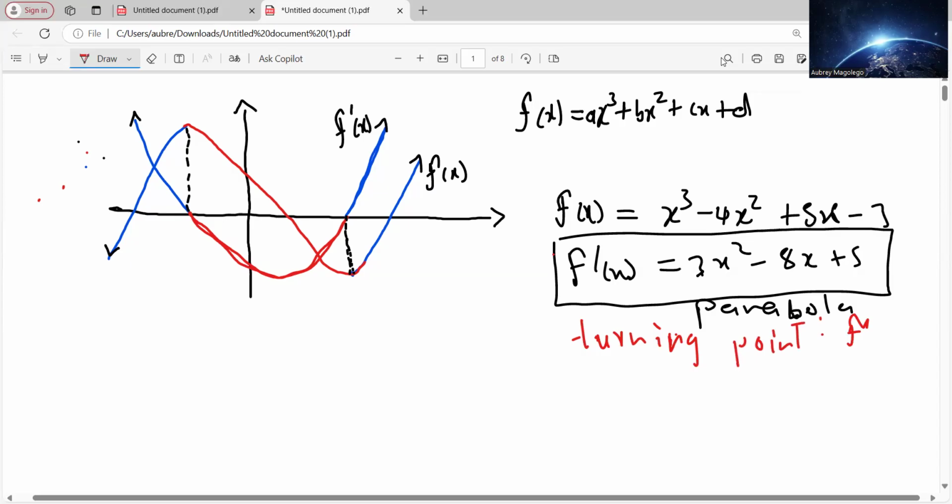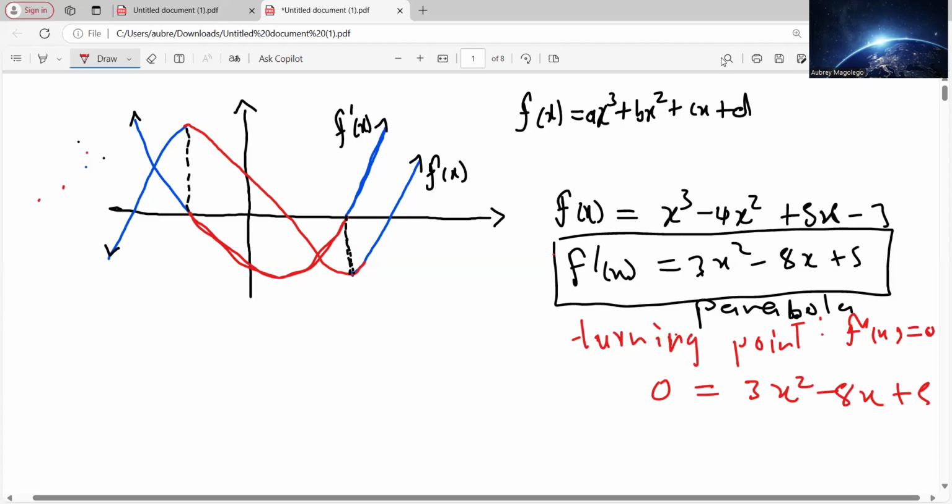Why is it equivalent to 0? Because at the turning point, the gradient is equivalent to 0. Then you just equate f prime of x to 0. You say 0 is equivalent to 3x squared minus 8x plus 5. Therefore, you solve for x. Then that's how you get the x value of the turning point.